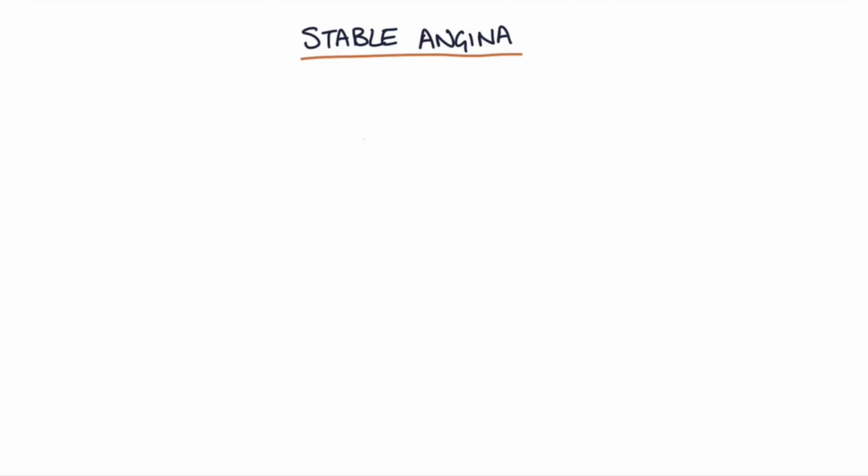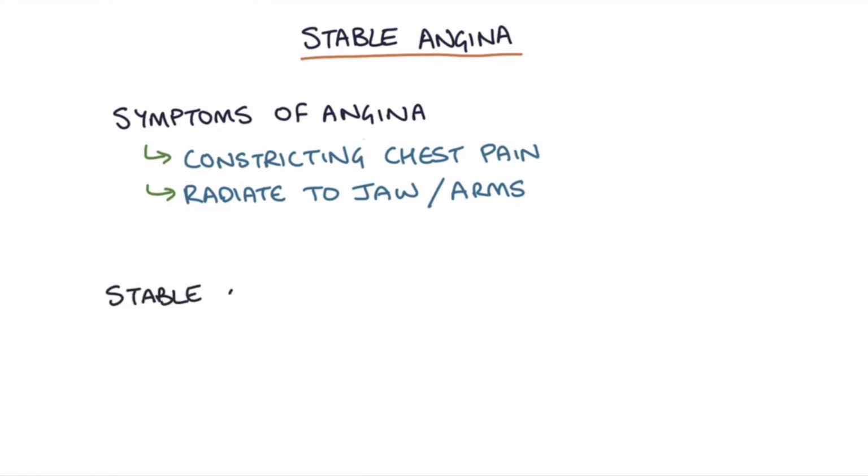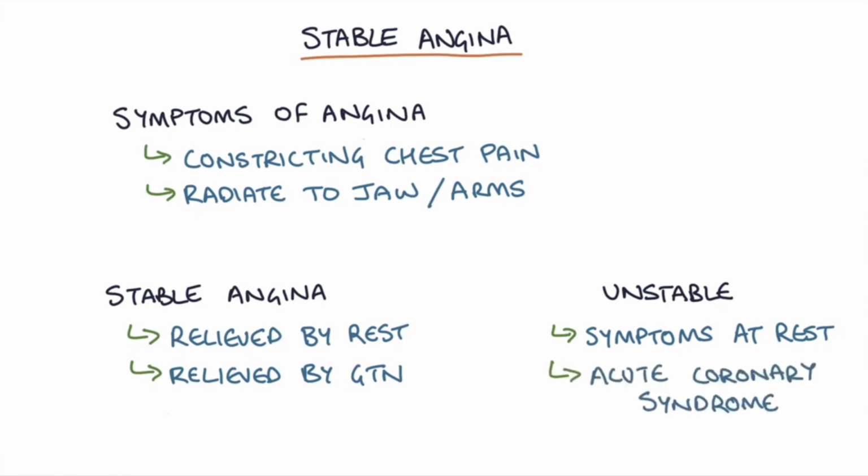This causes the typical symptoms of angina, which is like a constricting chest pain that may or may not radiate to the jaw or to the arms. Angina is described as stable when these symptoms of chest pain are always relieved by rest or by glyceryl trinitrate or GTN spray. It's described as unstable when the symptoms come on randomly while at rest, and this is actually considered part of an acute coronary syndrome.